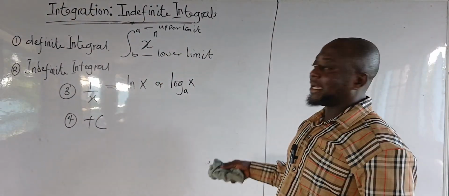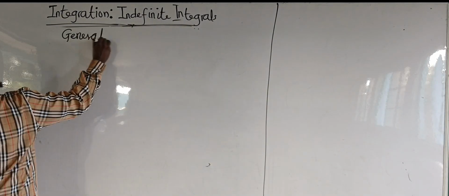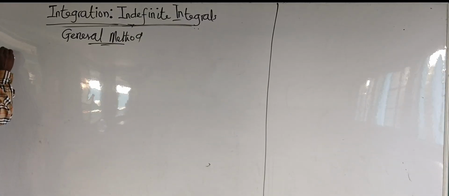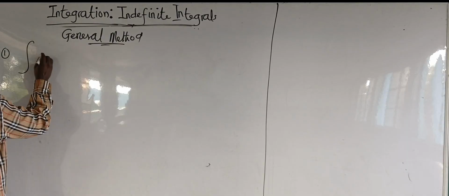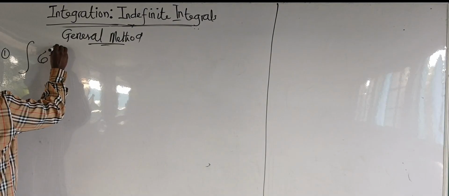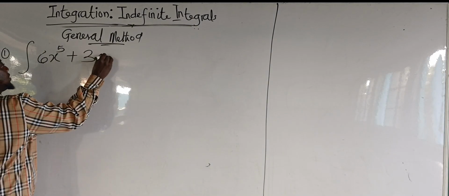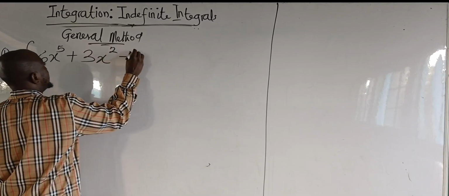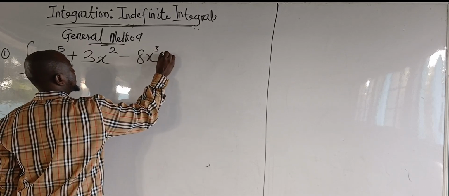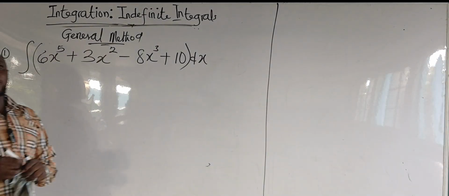So with this said, let's go ahead to solve some questions. I want to work with the general method. So number 1, we want to find the integral of 6x^5 + 3x^2 - 8x^3 + 10 with respect to x. So this is the first thing we need to do.